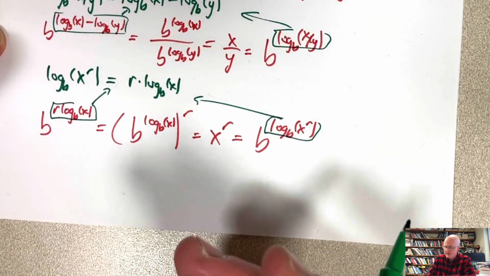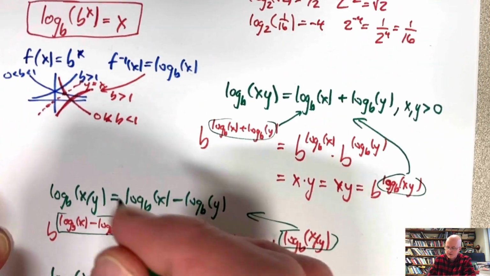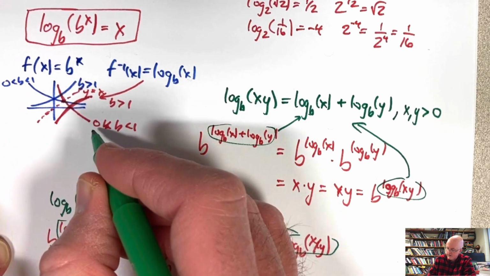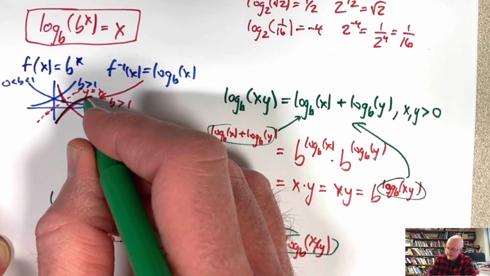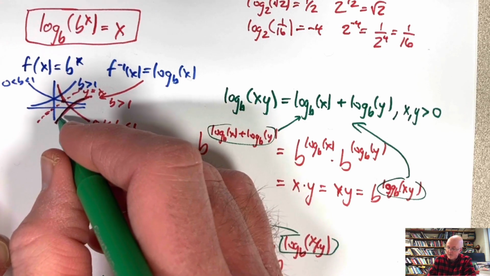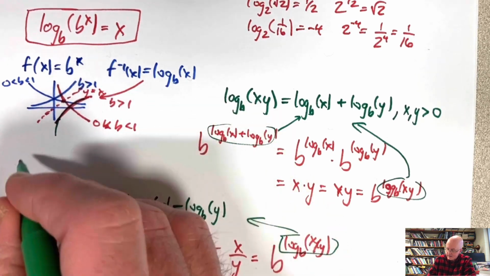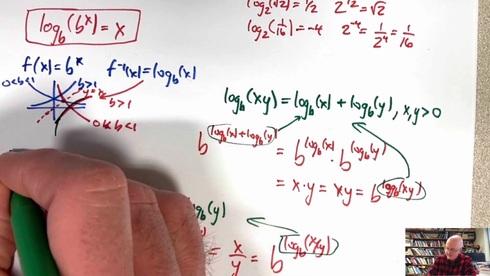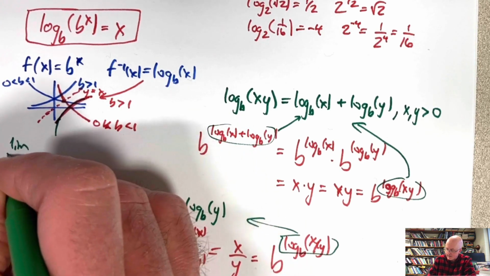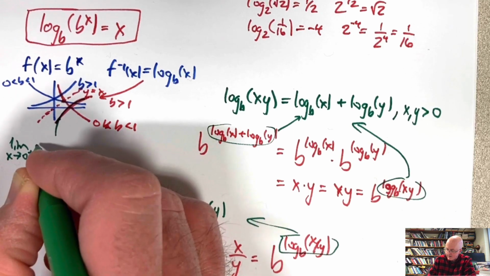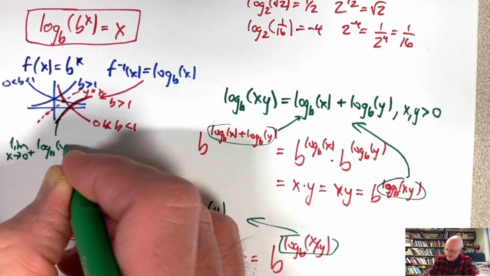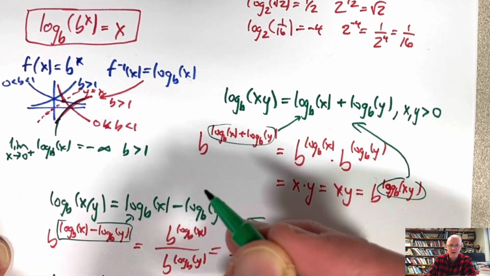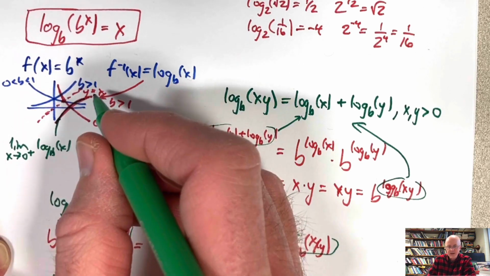A couple other properties worth mentioning. I already mentioned what the graph of log base b of x looks like when b is bigger than 1 here and when b is between 0 and 1 there. Again, this is the main one we're interested in. It has a vertical asymptote at x equals 0. And in fact, it goes down to minus infinity as x approaches 0. The limit as x approaches 0 from the right of log base b of x is minus infinity when we are in the typical case where b is bigger than 1. You can also say the graph is increasing and concave down.